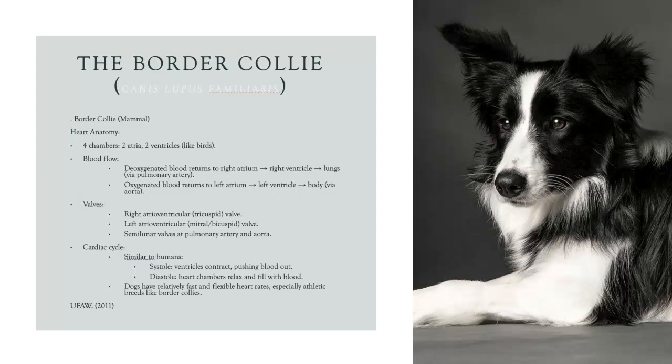via the aorta. As for the valves, there is a right atrioventricular tricuspid valve. Then there is a left atrioventricular mitral bicuspid valve. Then a semilunar valve at the pulmonary artery and aorta. As for the cardiac cycle, it's similar to humans. They have a systole, in which the ventricles contract, pushing out blood, and then they also have a diastole, where the heart chambers relax and fill with blood. Dogs have relatively fast and flexible heart rates, especially athletic breeds like border collies.